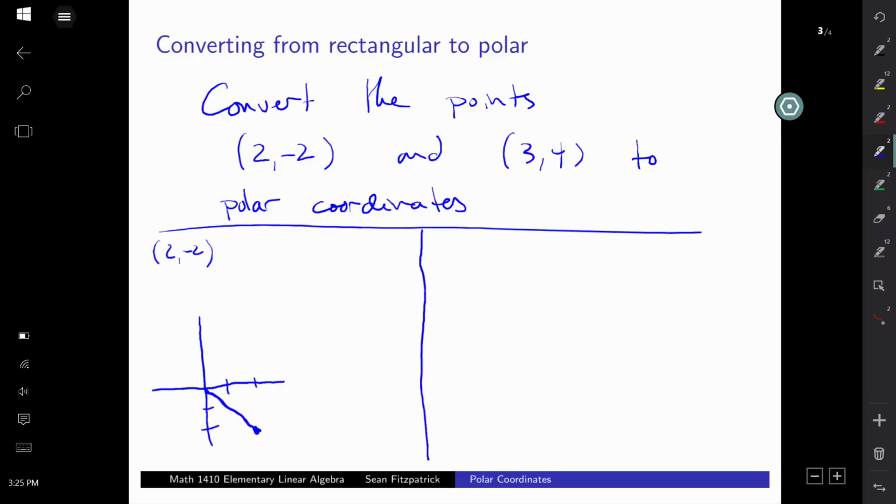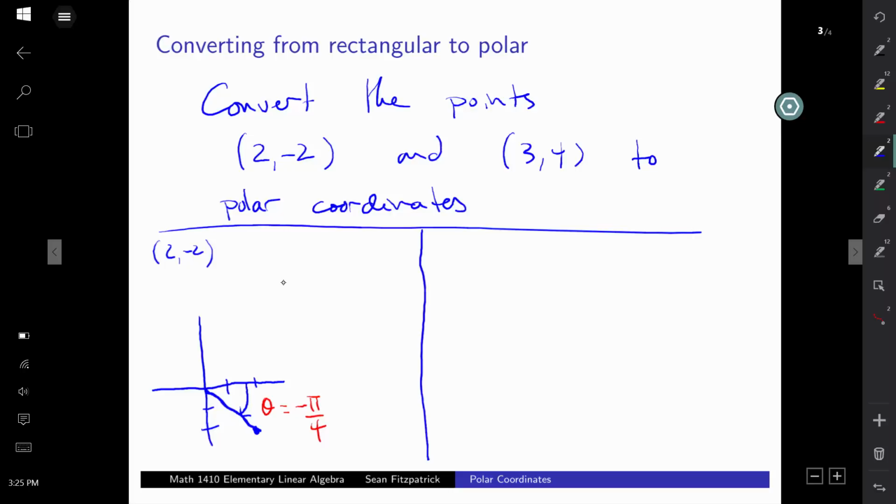And notice that aside from the sign, the absolute values of x and y are equal, so we already know what this angle should be. We can guess the angle, right? This angle is going to be minus pi over 4. That happens to be one of these special angles that we're familiar with, so we can write that one down, and everyone is happy. We've got to figure out what r is.